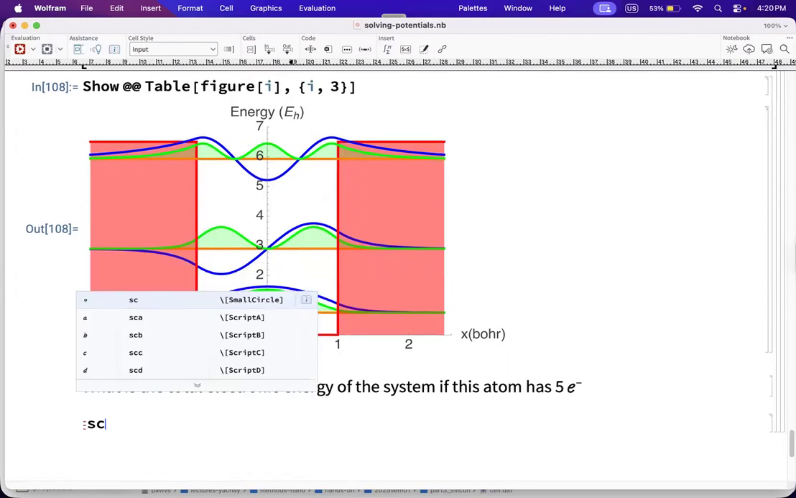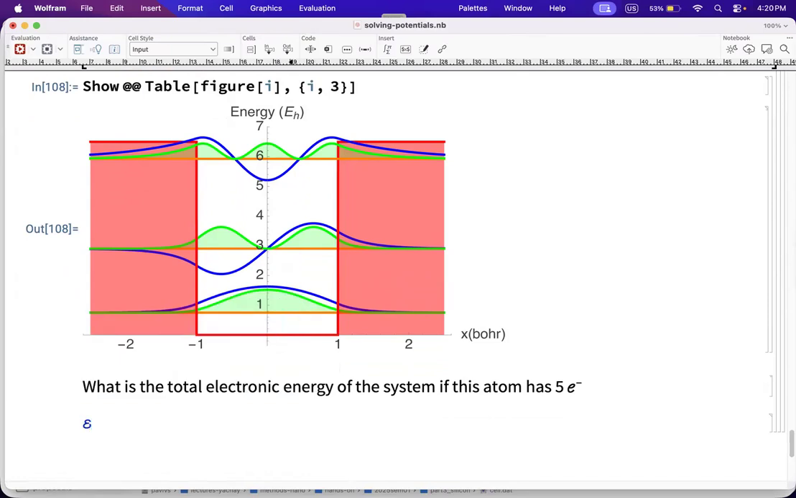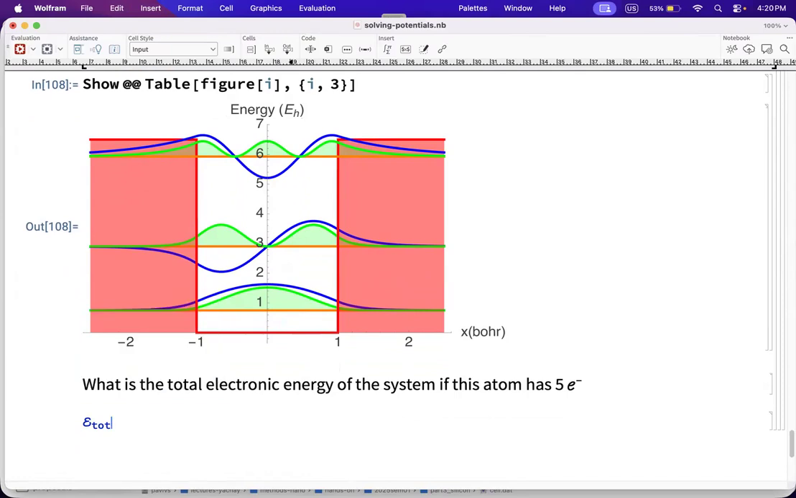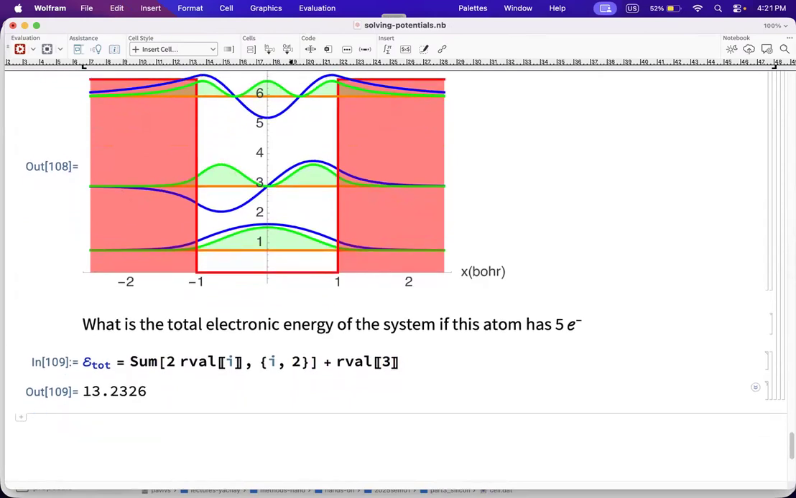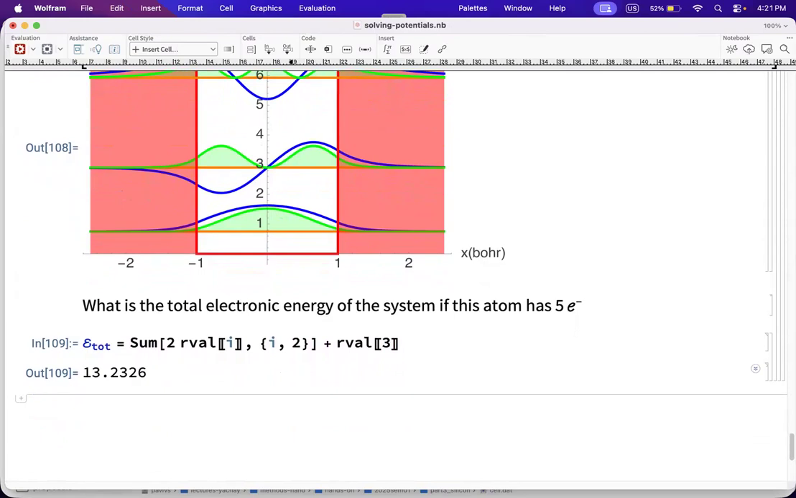I'm going to pull this up. Okay, that is equal to this. Basically, it's like this: 2 times the energy value, because we have this i from 1 to 2. So it will be 2 times the energy value 1, plus 2 times the energy value 2, plus only 1 times the energy value 3. See? This will be the total electronic energy of the system, right?